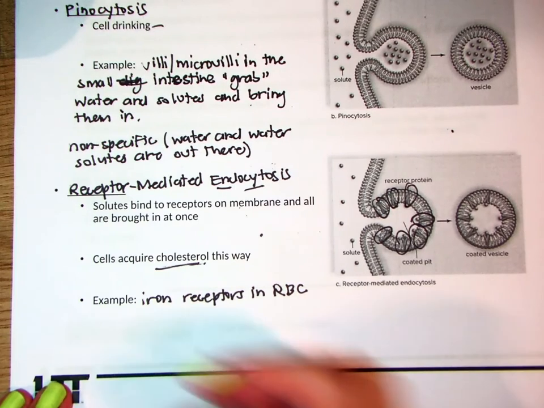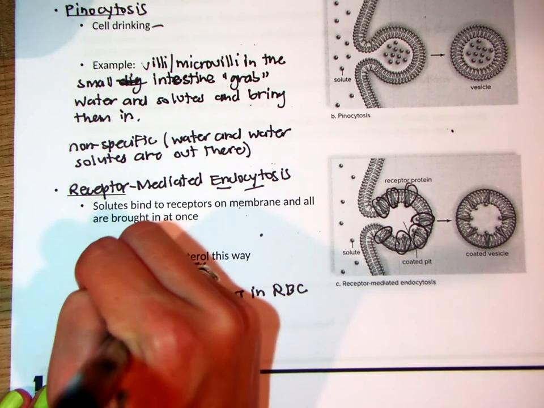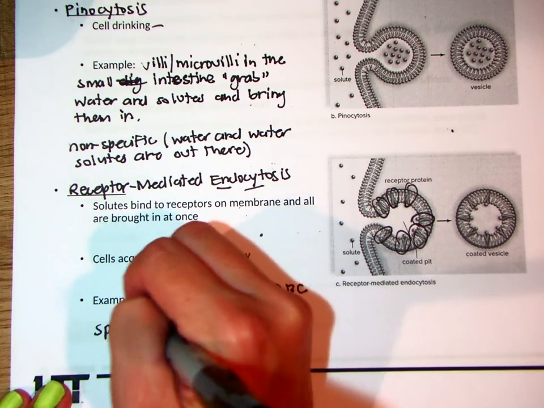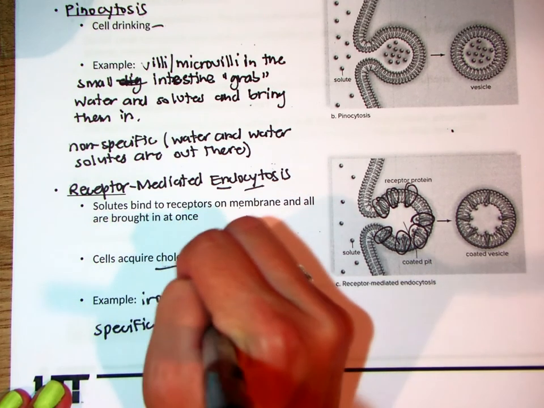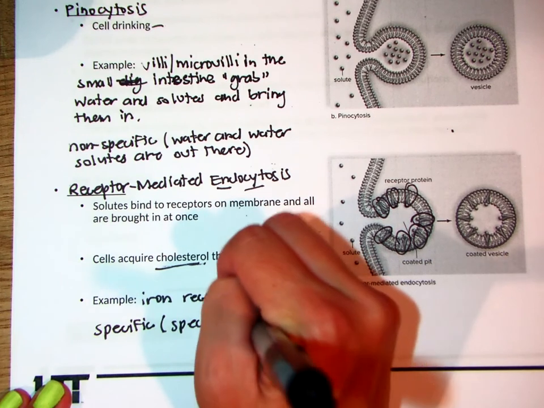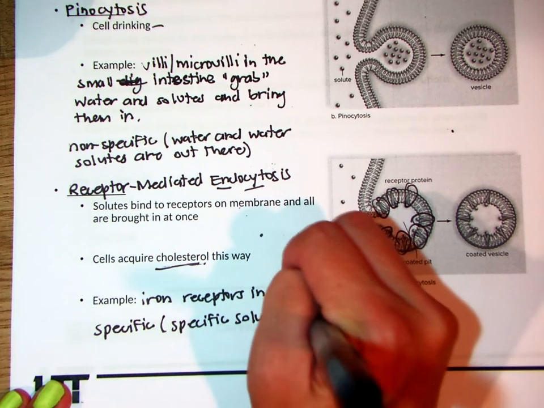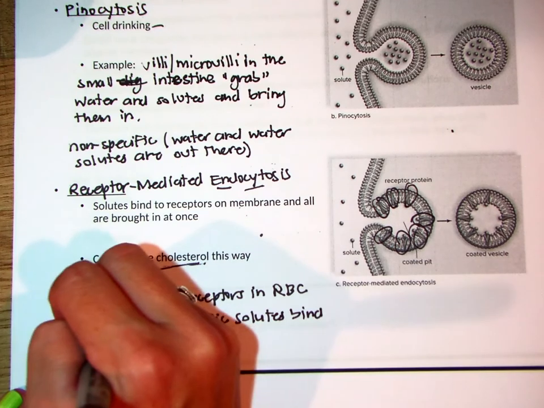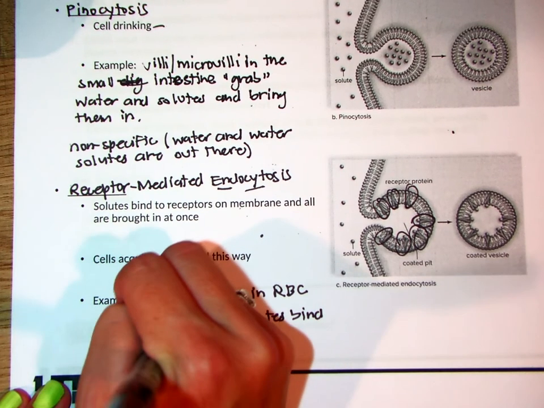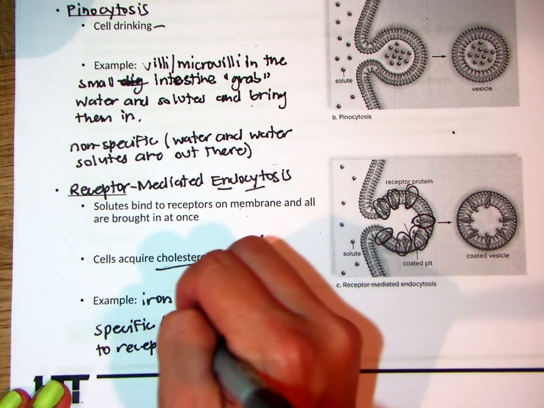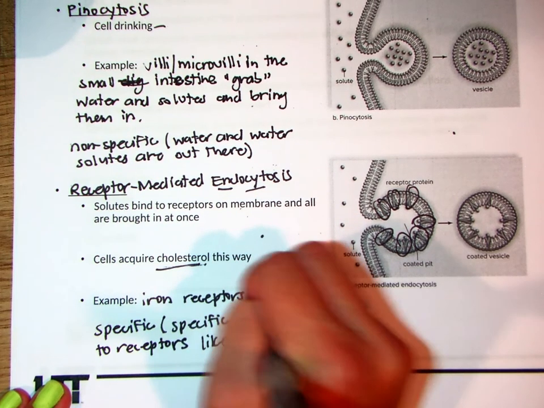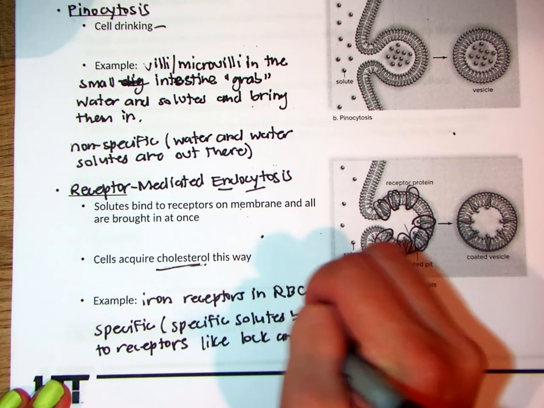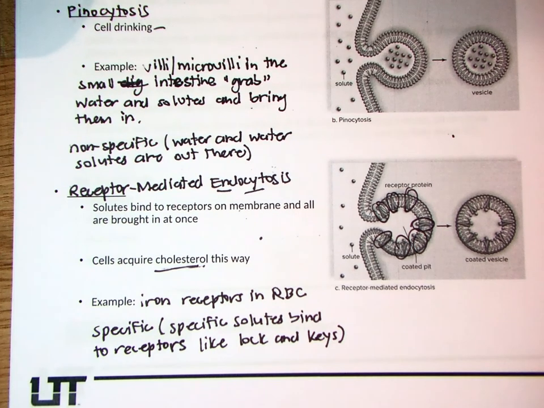And then there's one last note here: specific solutes bind to receptors like lock and key. Only certain keys fit in certain locks, and only certain solutes will bind to these specific receptor proteins.